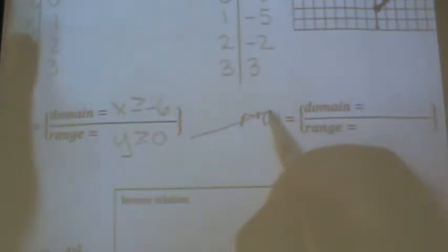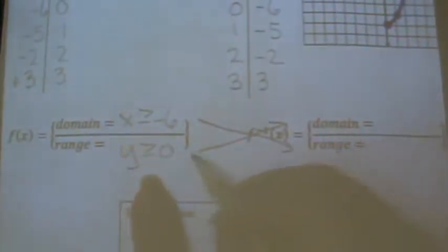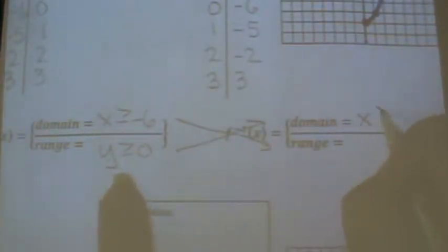Now when you do the domain and the range of the inverse, what happens? They flip. They switch, because you're switching your x and y. So what you have here is x is going to be greater than or equal to 0, and y is going to be greater than or equal to -6.